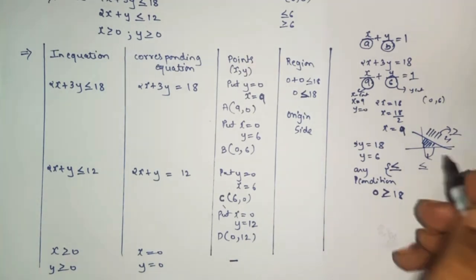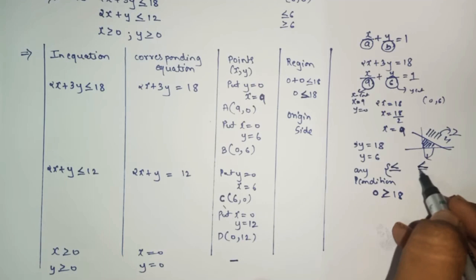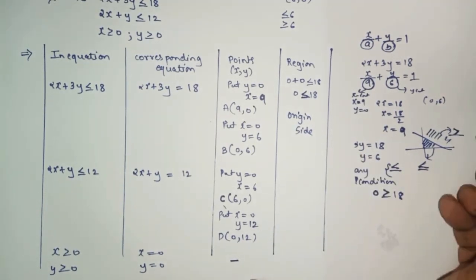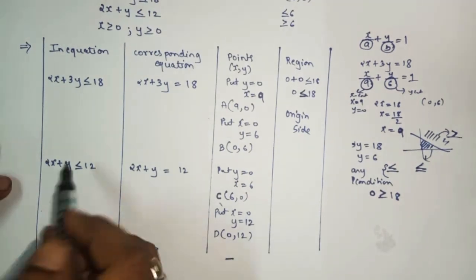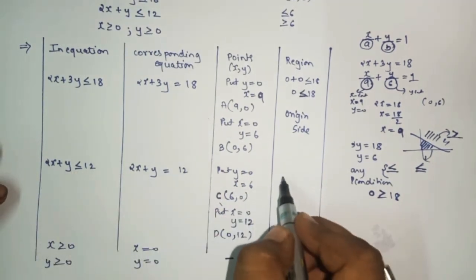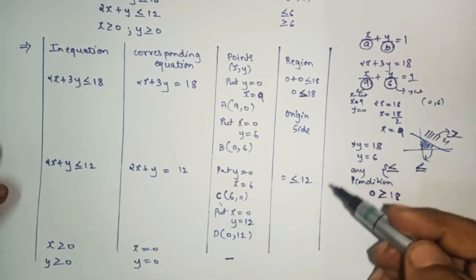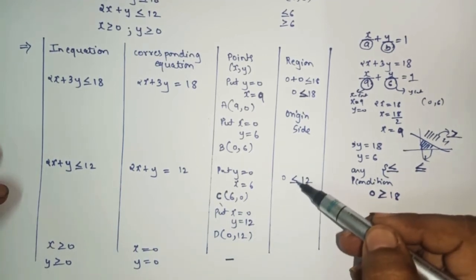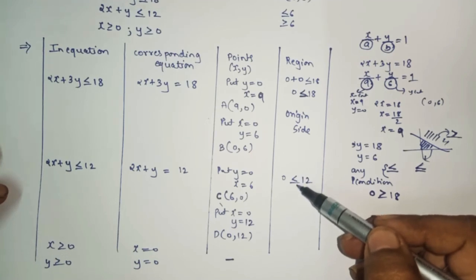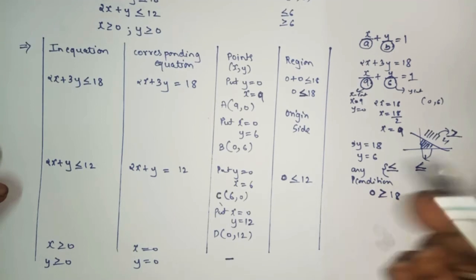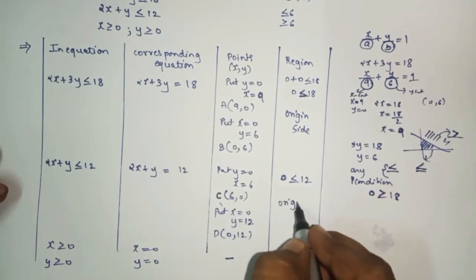Or else, in simple language I will say, whenever it is less than equal to, origin side will come. Whenever it is greater than equal to, non-origin side will come. Here also, when you replace x and y, left hand side will be what? 0, less than equal to 12. Among these two, any one condition should satisfy. Here also same, 0 is less than 12, so the region will be what? Origin side.